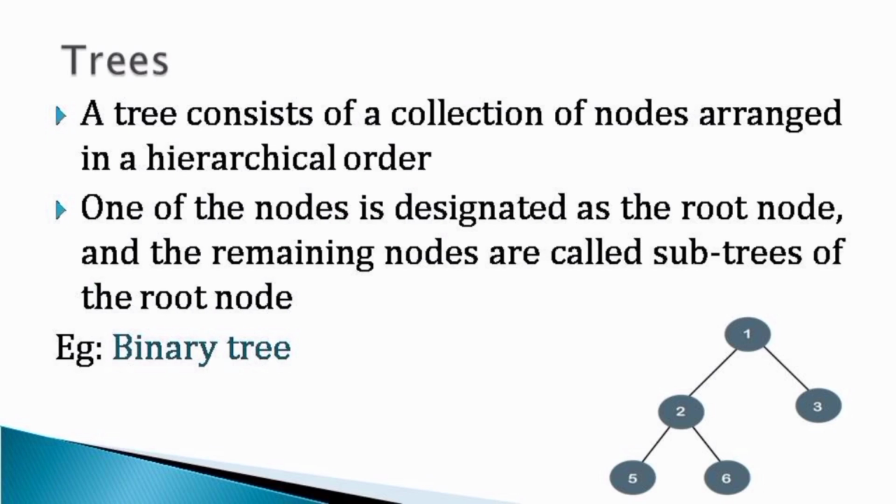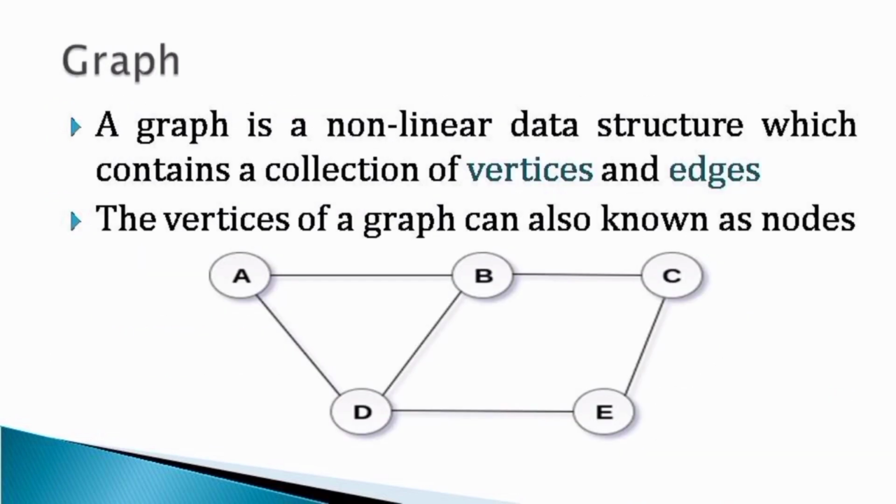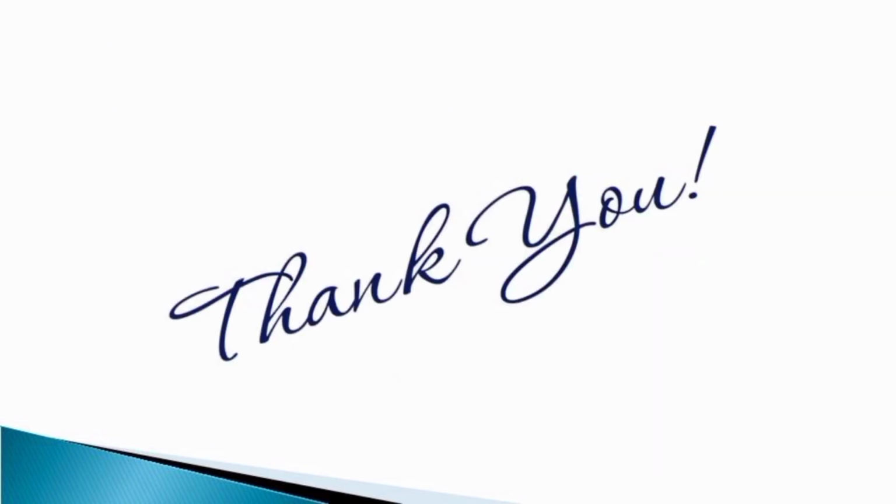This is an image of a binary tree that contains a root node and is partitioned into less than or equal to two subtrees. And next, a graph contains a collection of vertices and edges that do not follow any sequential order while storing. The vertices of a graph are also known as nodes. This is how data structure can be classified.